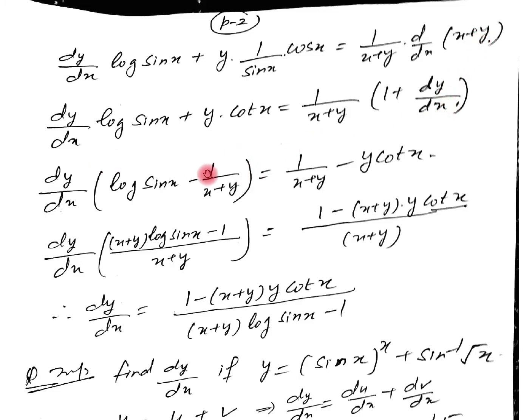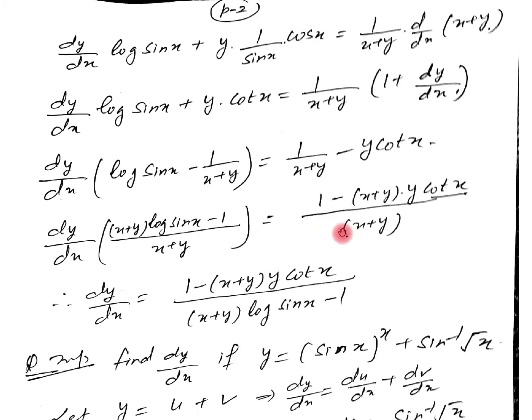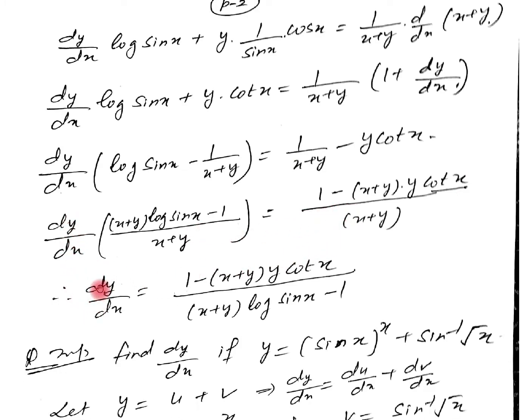Then simplifying both sides and collecting the like terms on one side. Now collecting on the left hand side the term containing dy by dx from both sides, dy by dx (log sin x minus 1 upon x plus y) is equal to 1 upon x plus y minus y cot x. Then simplifying, taking LCM, simplifying both the left hand side as well as the right hand side, and getting the value of dy by dx equal to (1 minus (x plus y) into y cot x) upon (x plus y) into (log sin x minus 1).